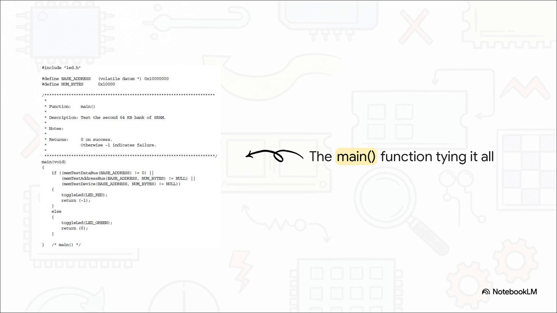First, it runs the data bus test. If and only if that passes, it moves on to test the address bus. And if that passes, it finally tests the device itself. You literally cannot skip steps here. The logic in the software perfectly mirrors the physical reality of the hardware.